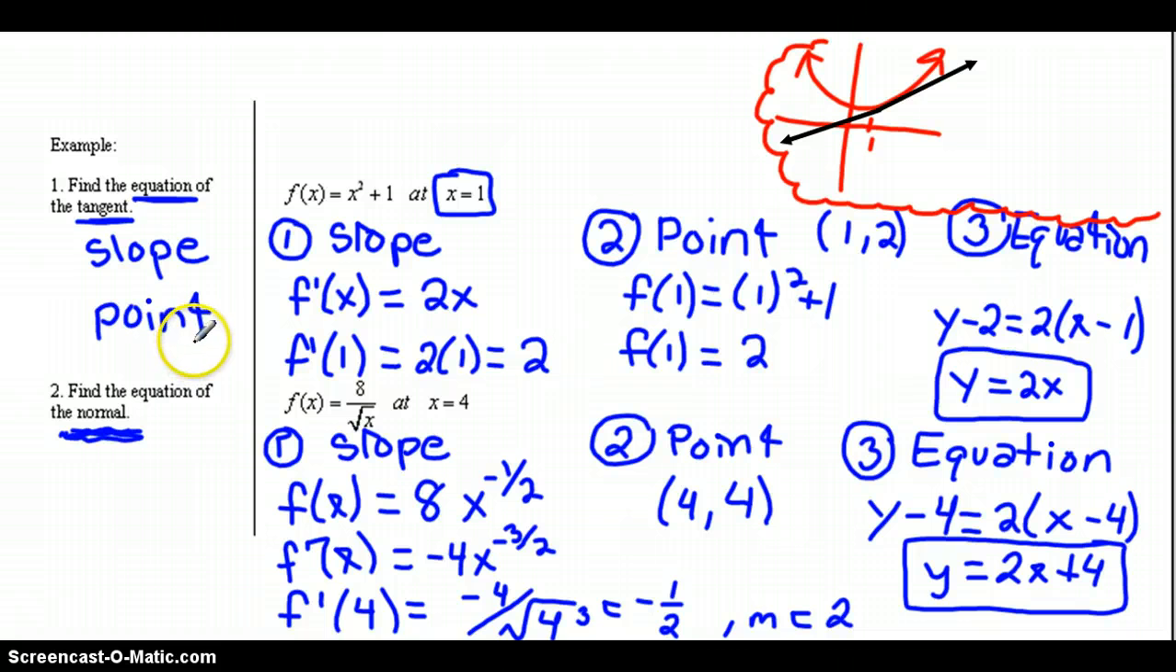On video part 2, we're going to go into 3 other examples that could possibly be extensions of how to find a tangent and a normal and what you can do with them. So stay tuned.